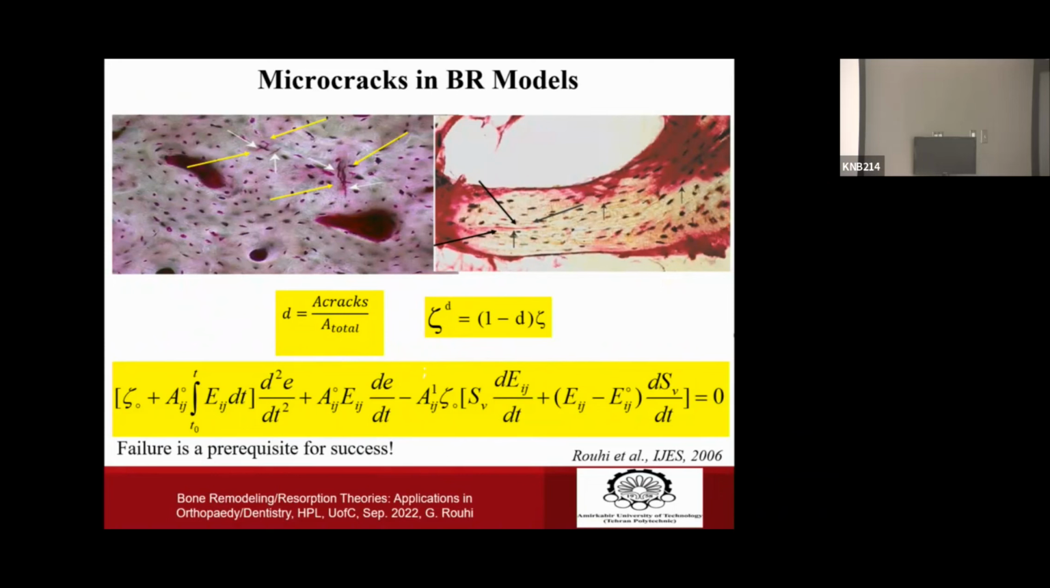What does this mean? That in the remodeling process, not only mechanical stimulus, but the rate of mechanical stimulus, as well as the history of mechanical stimulus, are all at play. And this is in agreement with experimental observation, okay? And one lesson that we can take from our bones is that failure is a prerequisite for success, assuming that there is remodeling after failure.